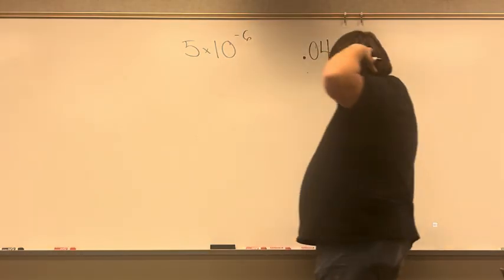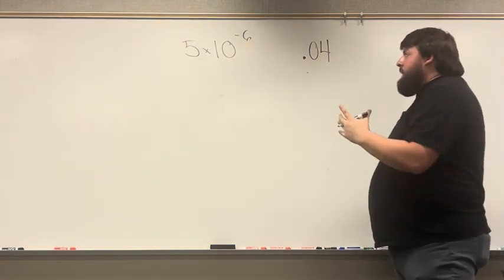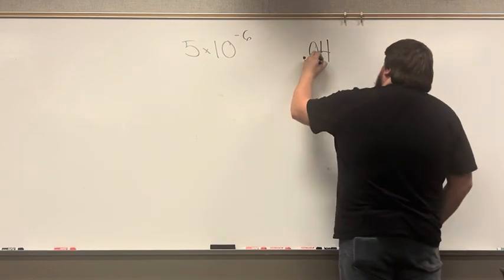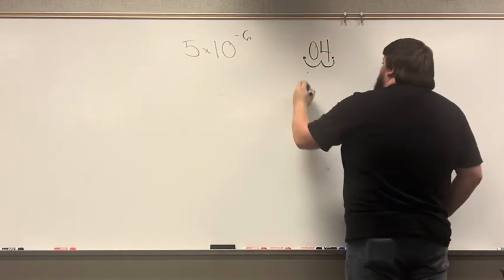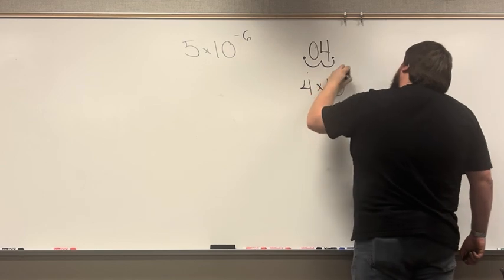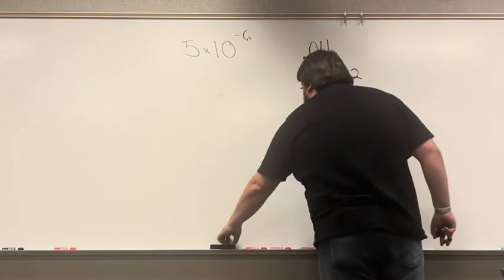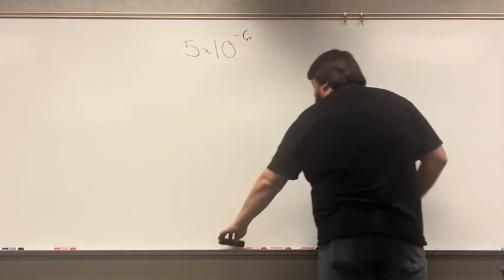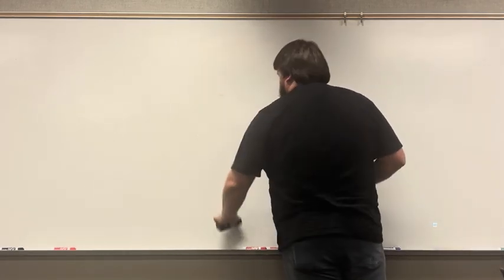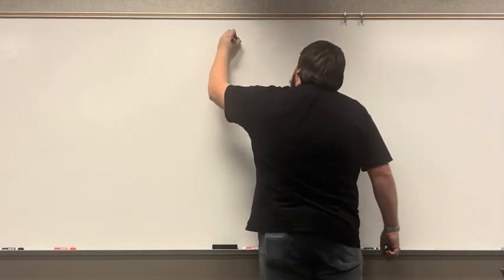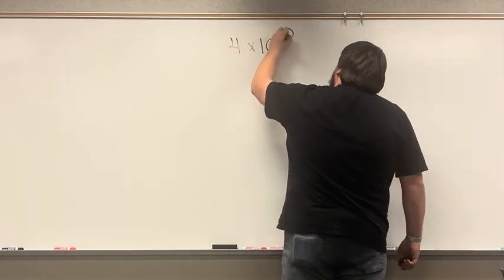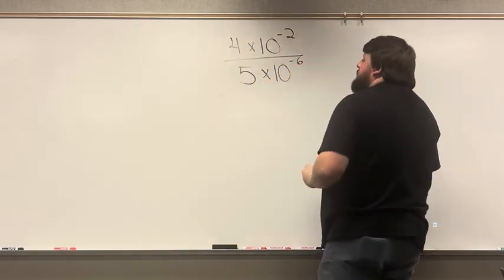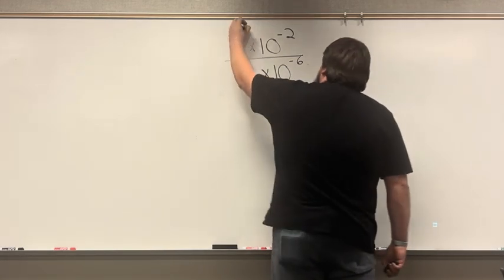So let's go to our handy dandy board here. 0.04 is in standard form. I don't like that, let's fix that. So I'm going to move it 1, 2. I now have 4 times 10 to the negative 2nd. That's something I can deal with a little bit better. And since that's a larger number, I'm going to take that and divide it by that 5 times 10 to the negative 6th.